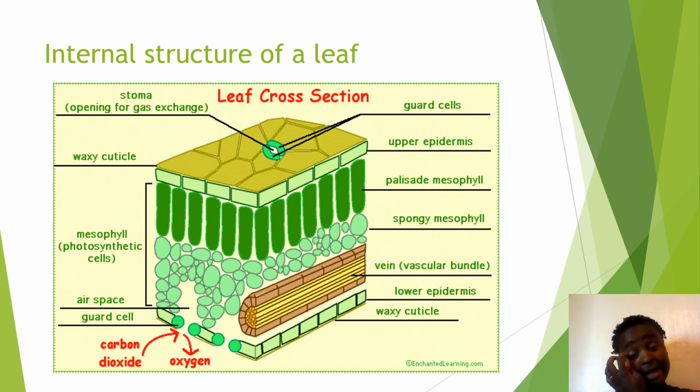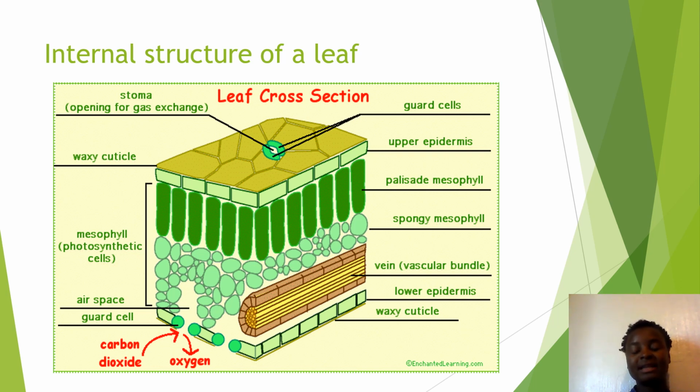As you can see, underneath the palisade mesophyll we've got the spongy mesophyll. It has cells too, but these ones are irregular in shape. They are not closely packed like those ones. They are not rectangular or cylindrical. These ones are irregular, different shapes, different sizes, which is very, very important. It ends up forming what we call a spongy mesophyll.